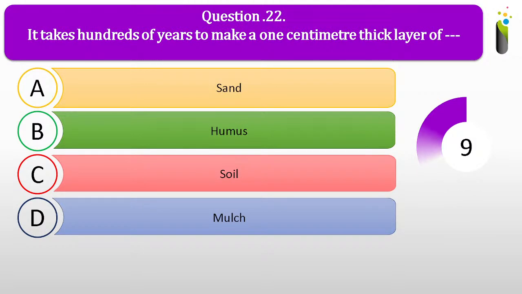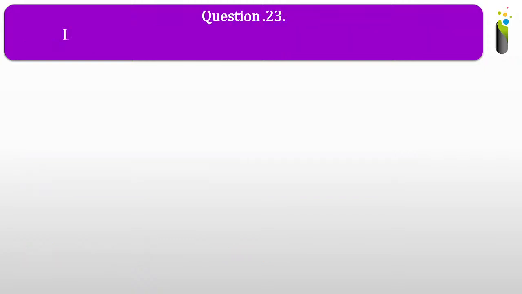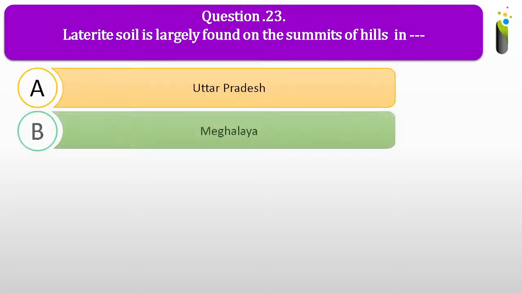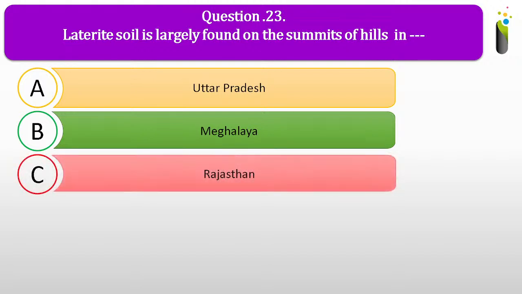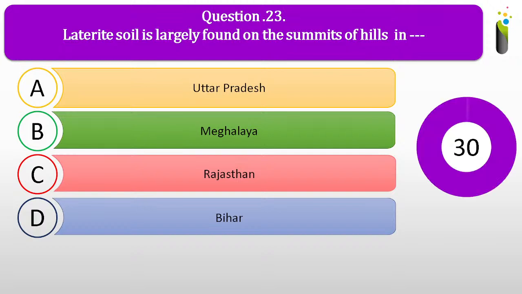The correct answer for this question is soil. It takes hundreds of years to make a 1 centimeter thick layer of soil. Going ahead to question number 23. Laterite soil is largely found in the summits of the hills in dash. A. Uttar Pradesh, B. Meghalaya, C. Rajasthan, D. Bihar. And your time starts now.